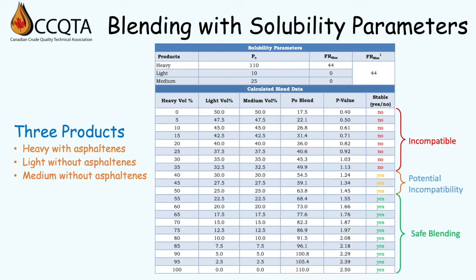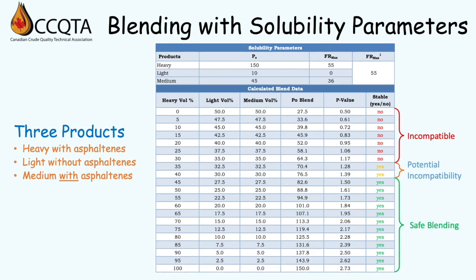This is a similar example, but a third crude without asphaltenes has been added to the blend. In this case, the addition of a medium crude with a higher P0 than the light crude increases the zone of blend stability. Again, as long as the blend order of light into heavy is strictly adhered to.